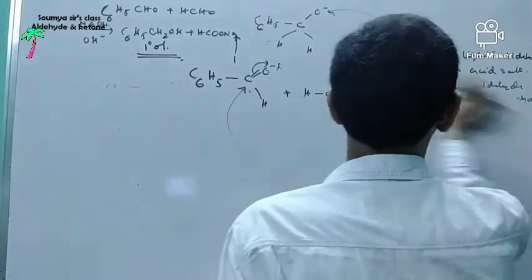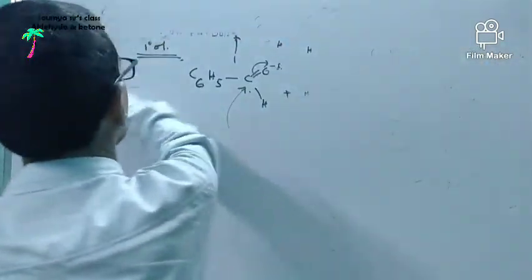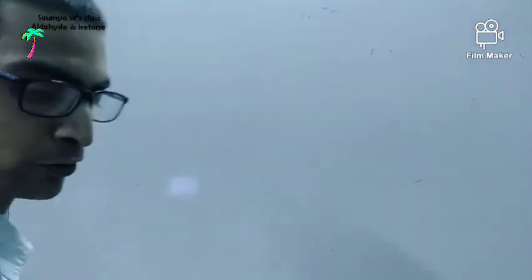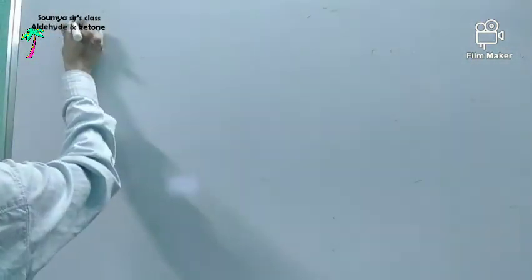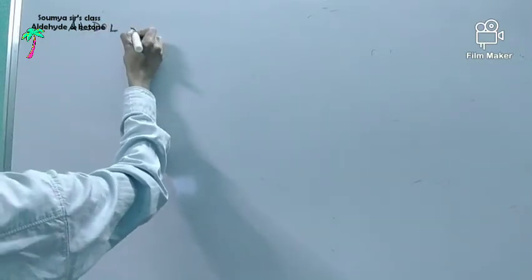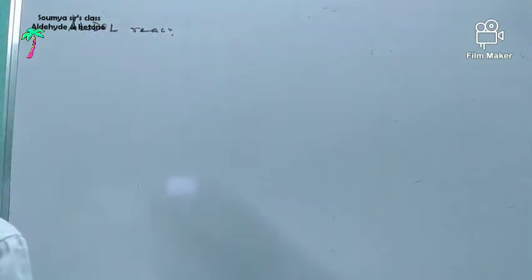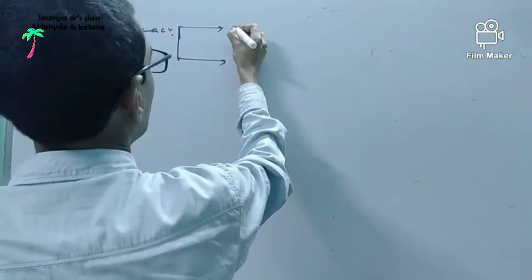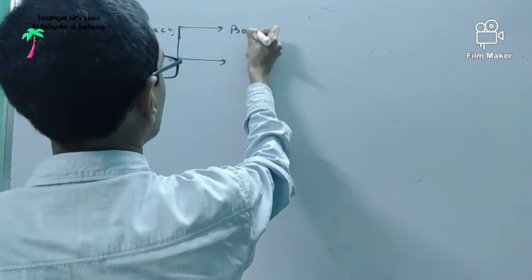Now we will come to the aldol reaction. In case of ketone, it is called ketol reaction. In the case of aldehyde, it is called the aldol reaction. Now, as I am giving the name aldol reaction, it is of two types. One is base catalyzed.